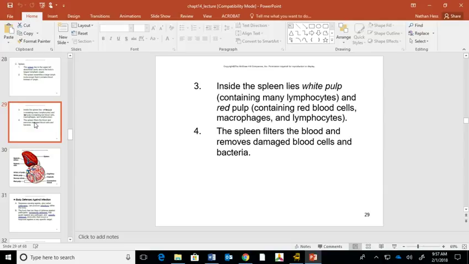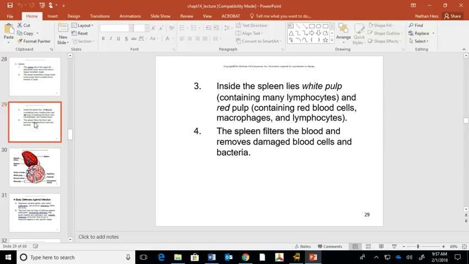So inside, again, lots of lymphocytes. There's a white pulp, there's a red pulp that are dealing with the lymphocytes and the macrophages. Remember, macrophage is a big eating thing. That's literally what the word means, right? Macro means large, phage means to eat. So it's a large eater. It's eating up the wastes and the bacteria and these problems, okay? And again, filtering the blood. That's what the spleen is doing.